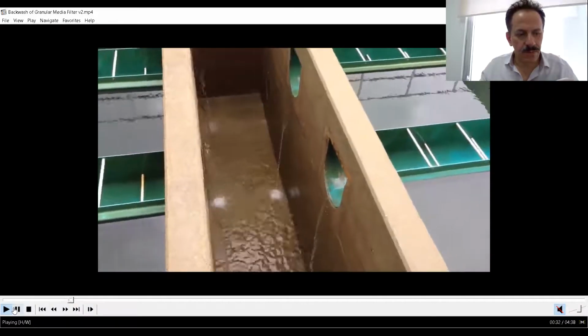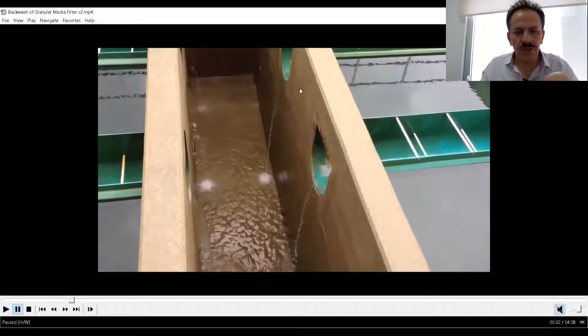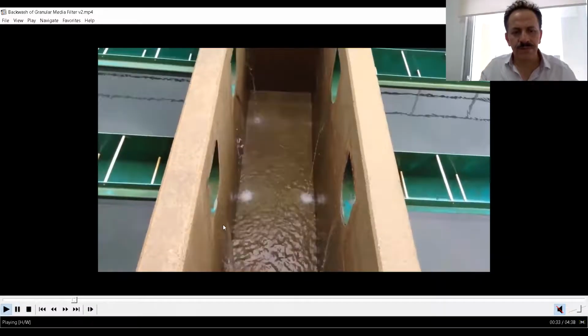These small channels are called troughs, and this is called the gallery, the gullet for the collection of the troughs. This is usually made from galvanized iron plate, and it will not be concrete, by the way.